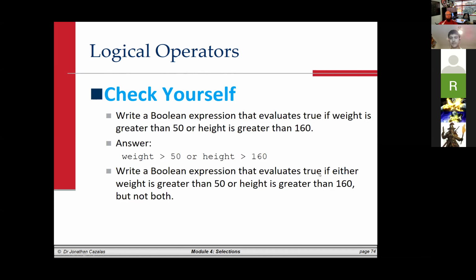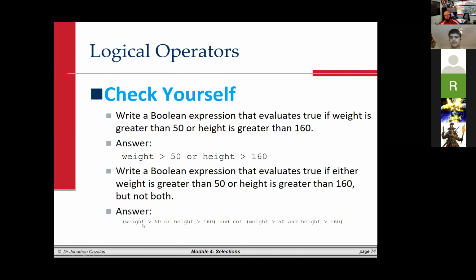Ibrahim, you want to try it? Sure. If weight's greater than 50 or height's greater than 160 and not weight greater than 50 and height greater than 160. What made that easy for him is that it's what he coded up earlier, the 2 and 3 divisibility. So, but not both. If one of them is divisible and it's not the case that they're both divisible, right?